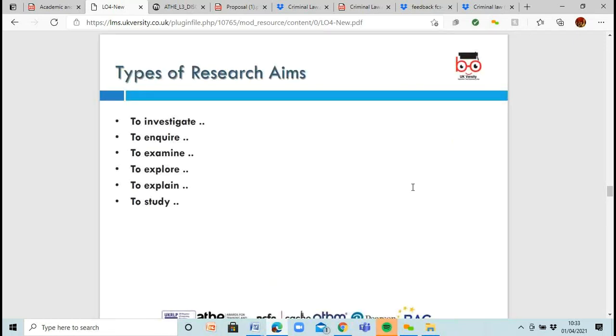So the types of research aims are to investigate, inquire, examine, explore, explain, and study. So this is what your research aims are, and you can choose one of these. You're going to either investigate or explain or examine or study. So I'd say, I'm going to study the causes of asthma and its possible treatment plans.